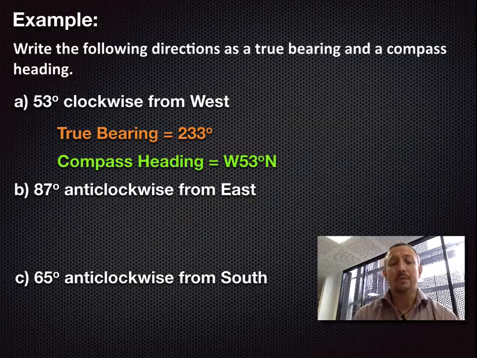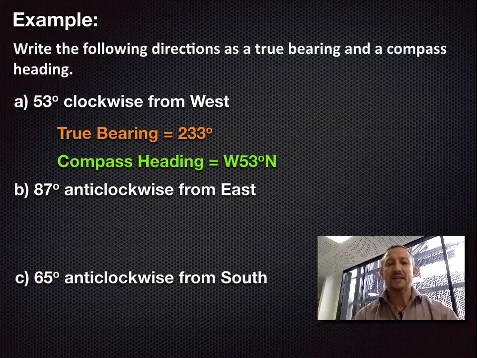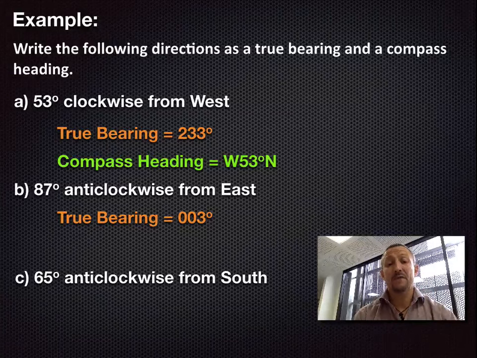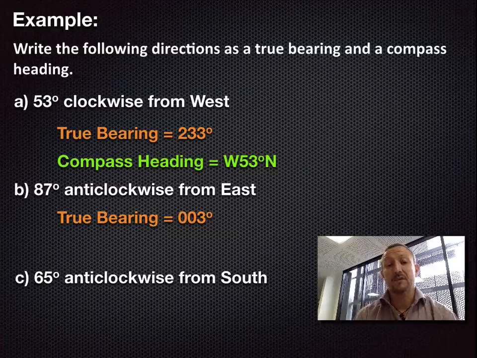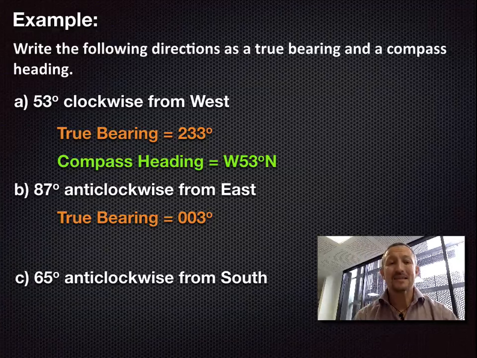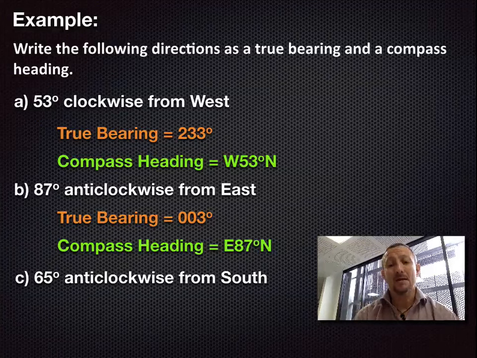Let's look at the second one. In this case, we have 87 degrees anti-clockwise from east. So I'm starting east and I'm moving 87 degrees anti-clockwise. So I'm moving towards the north. The result is it's just away from north, so it's 003 degrees, noticing that I've got the three significant figures. To work out the compass heading, I start at east, so it would be E. I move 87 degrees, and because it's anti-clockwise, it's in a northerly direction, so it would be E87N.